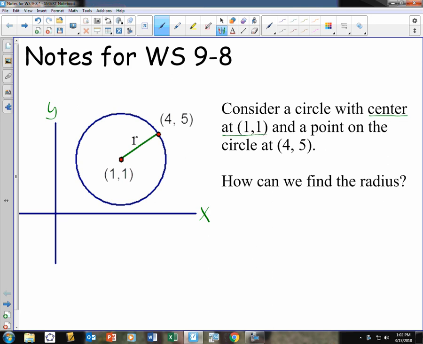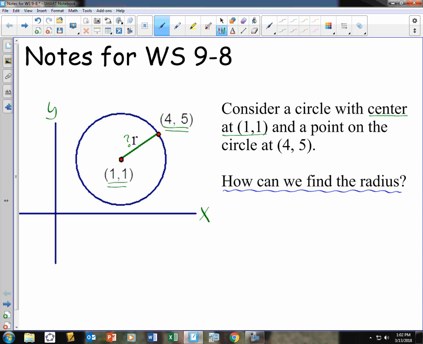So if the center was at 1, 1, that would obviously matter in the equation of a circle. And then also the length of the radius would matter. Now, right now, in this picture, we don't know the length of the radius. But if we did know a point that was on the circle, then we might be able to use that point along with the center point to figure out the length of the radius. So let's see here. How can we find the radius?